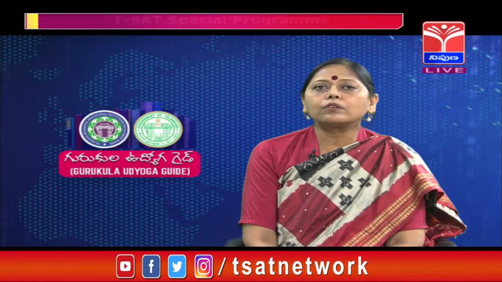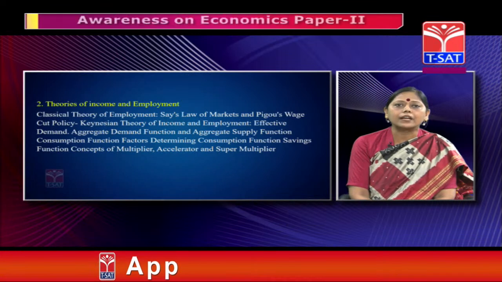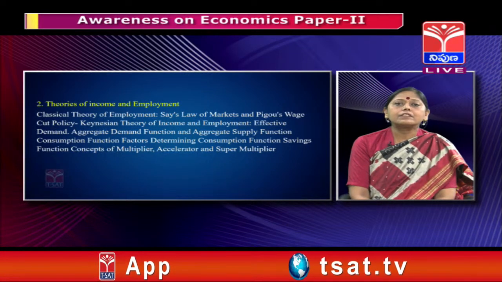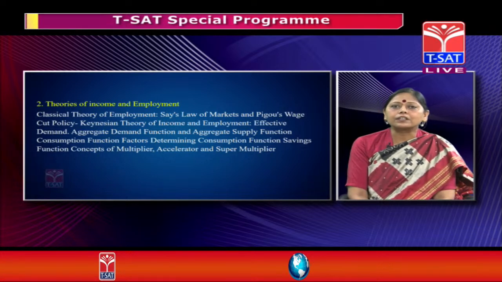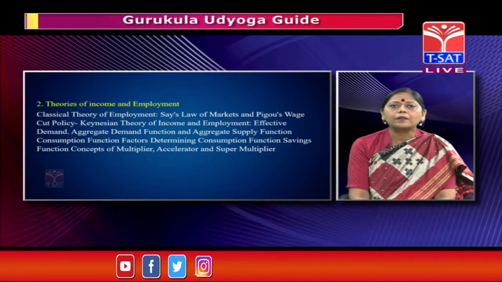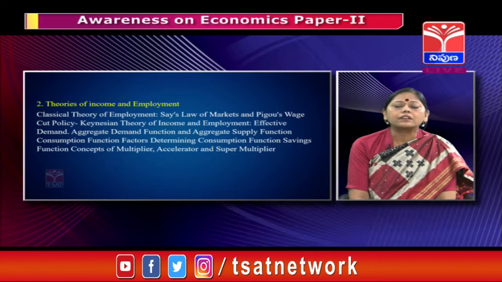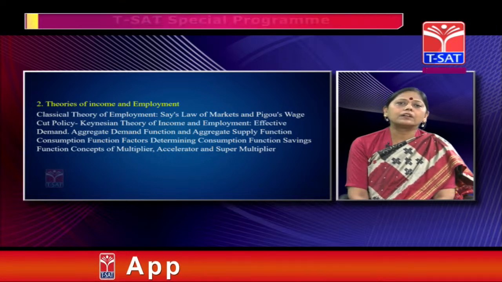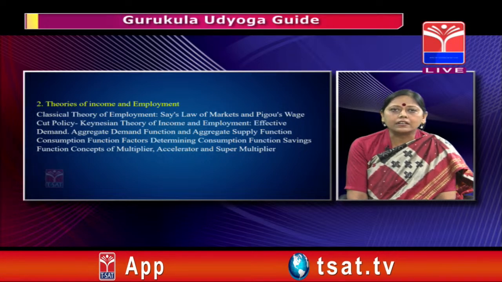Similarly, when you talk about income and employment theories, the classical theory is best described by Say's law of markets, which says that supply creates its own demand, because whenever there is production, there is generation of income for the factors of production, and this income is spent on buying goods and services. So this statement, that supply creates its own demand, is for the classical economists.